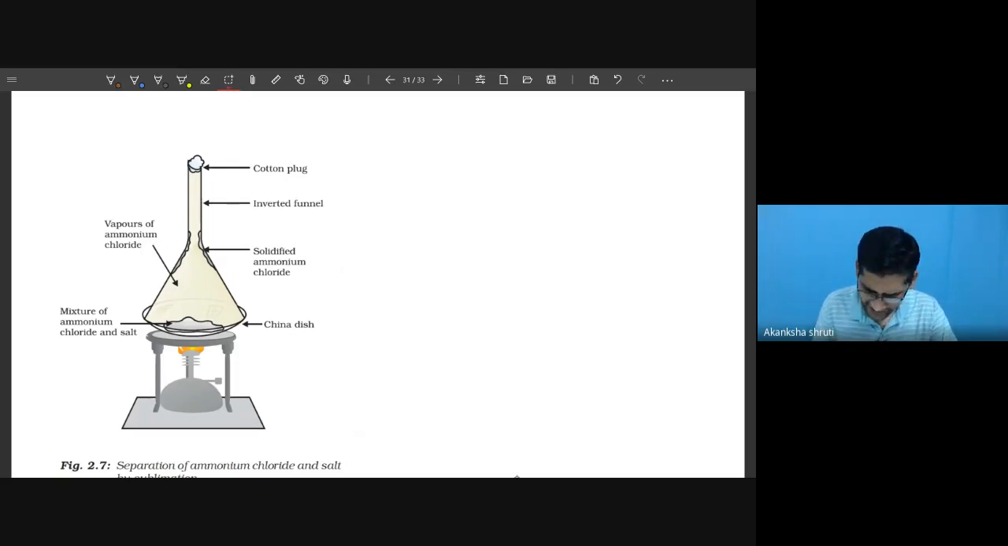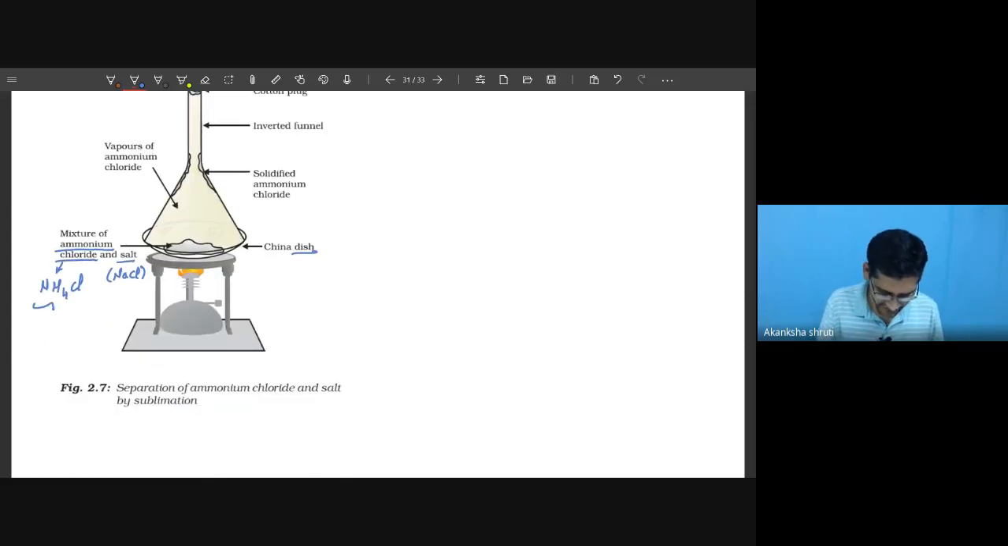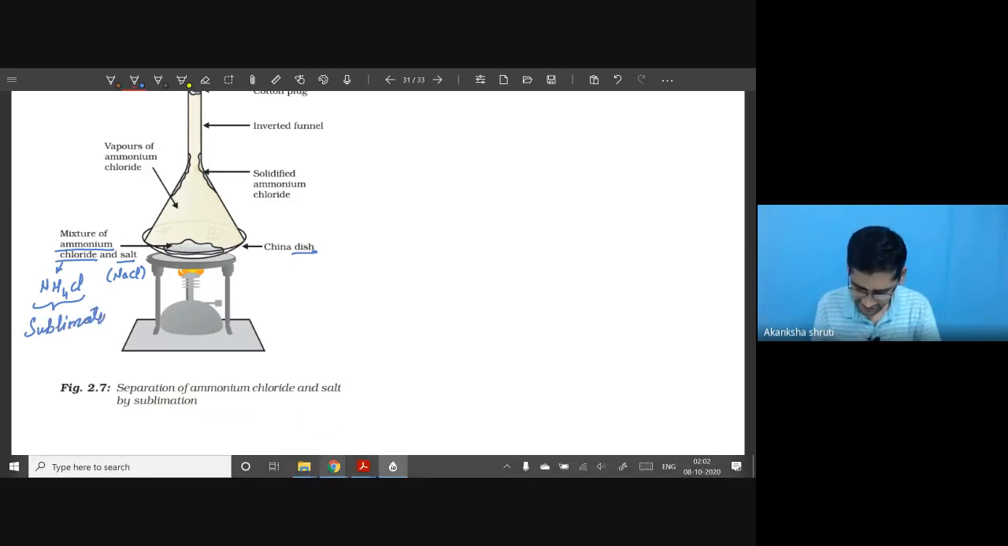This is the China dish. In this dish is the mixture of ammonium chloride and salt. This salt is our sodium chloride, and this ammonium chloride is NH4Cl, not NH3. NH3 is ammonia, so for ammonium convert it into NH4. Now, students, this is volatile, so it is the sublimate. So this will sublimate.